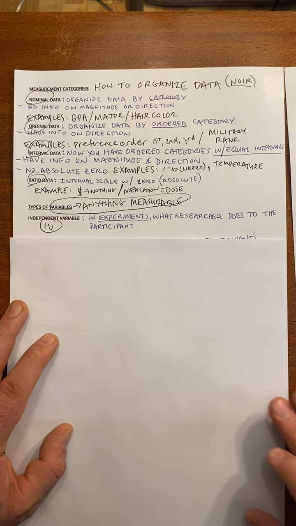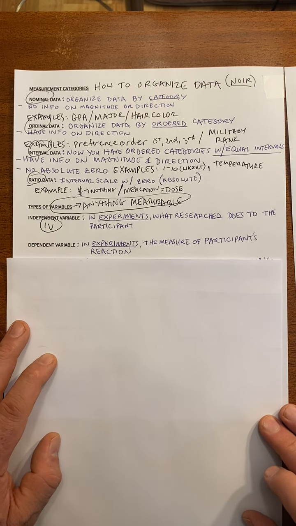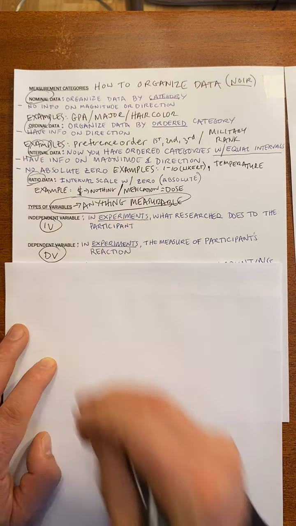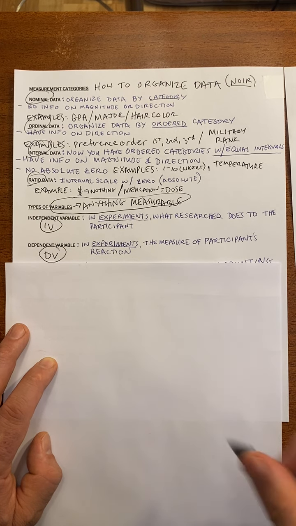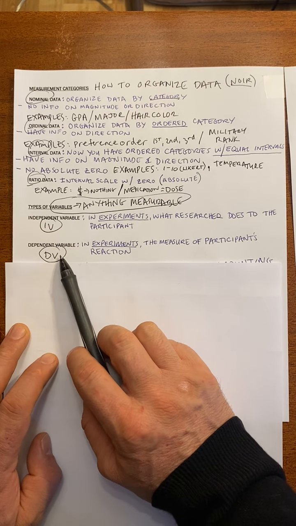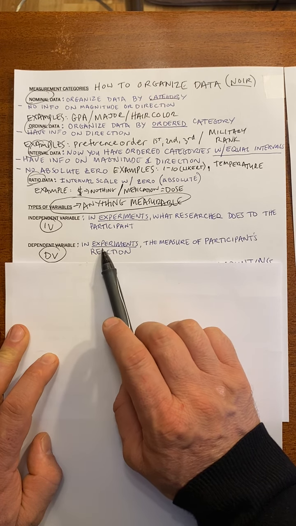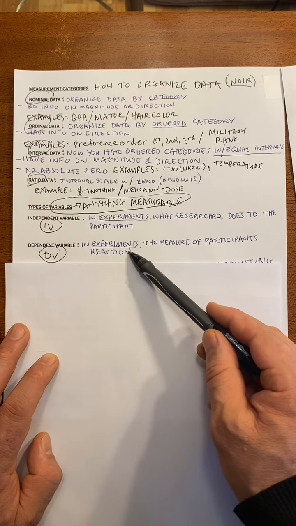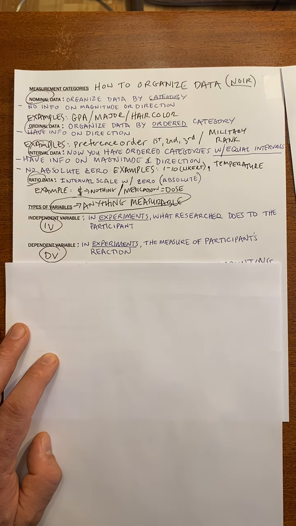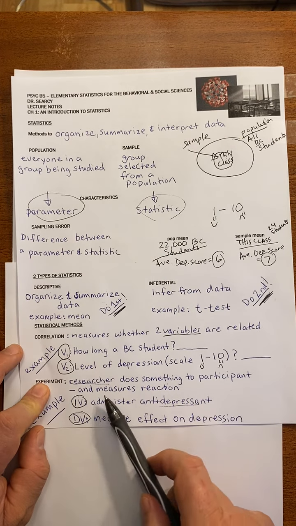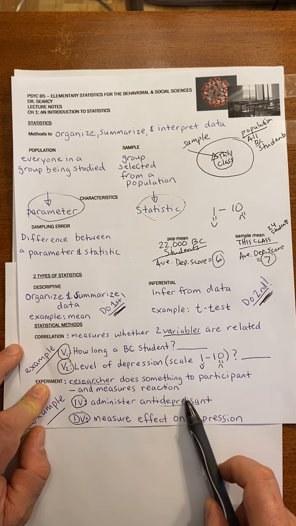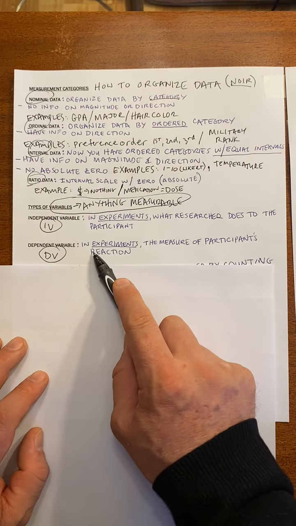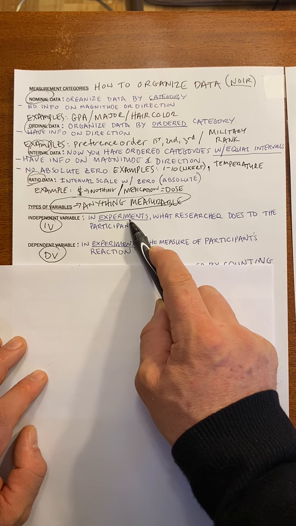So then the second type of variable that we can talk about is the dependent variable. And this is what I had referred to as the DV earlier. So again, this is a type of variable that is only seen in experiments. And in an experiment, the dependent variable is the measure of the participant's reaction. Right? So in our example before, we said that it was the measure of the effect of the antidepressant on the depression. Right? So what we could do here is we'd say, okay, we've administered some antidepressant to participants.